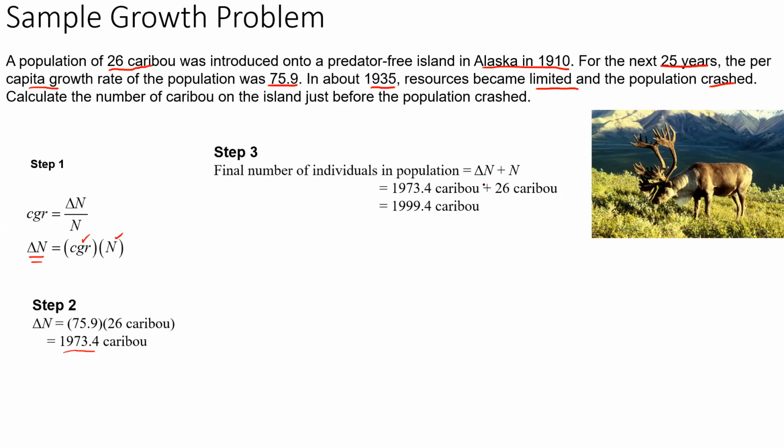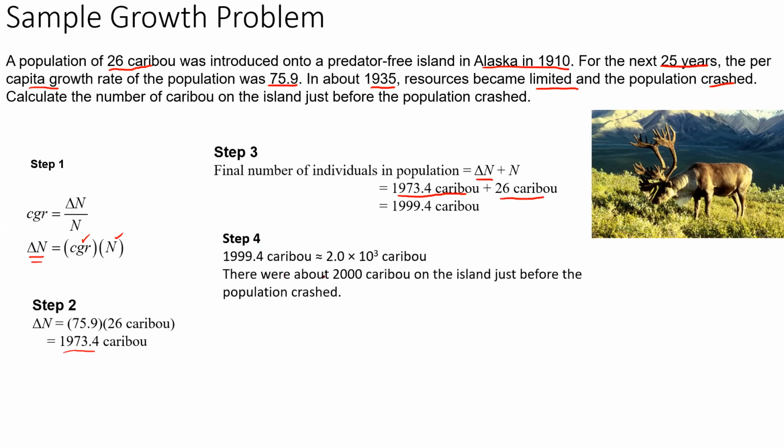But we have to add that. That's the change in the caribou population. Now we have to add it to the original population to find out what the population was like in 1935. So there were about 2,000 caribou on the island just before the population crashed.